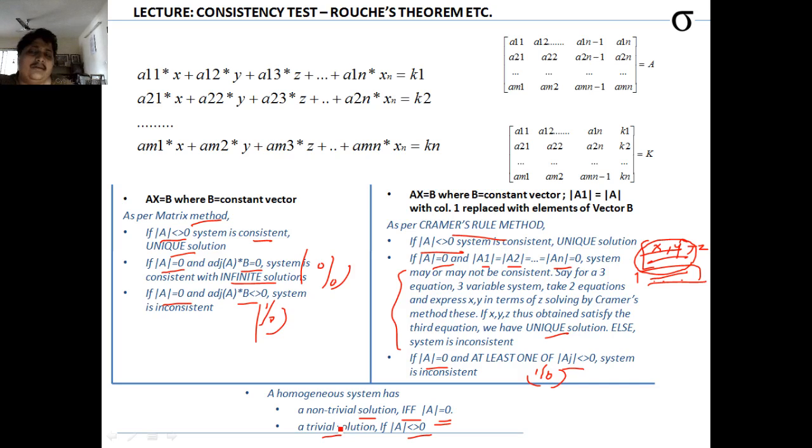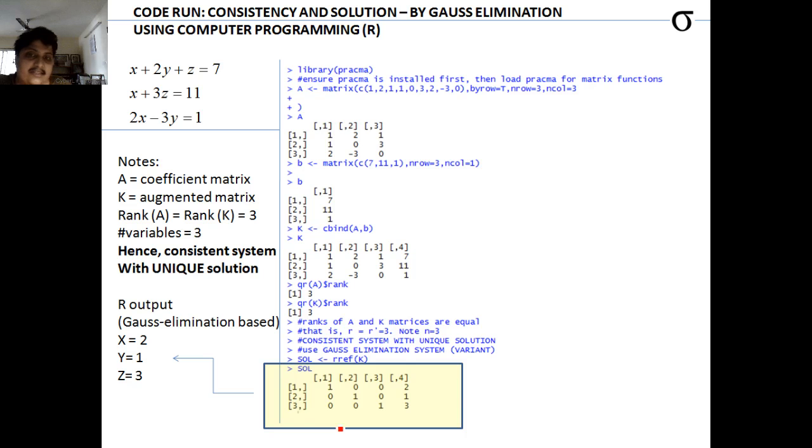So let's see an example of how you implement the consistency test using the Gauss elimination method and with the Rouche theorem based consistency. I have done this in the solution using R. So this is your system of equations here: x plus 2y plus z equals 7, x plus 3z equals 11, 2x minus 3y equals 1. And what you would do is first calculate the coefficient matrix.